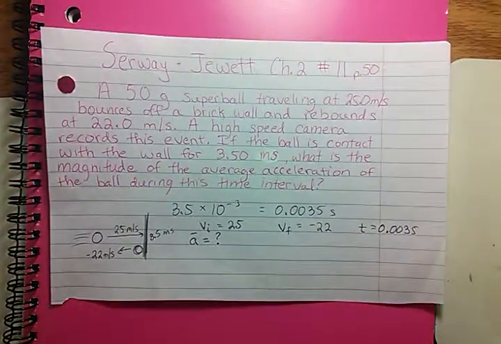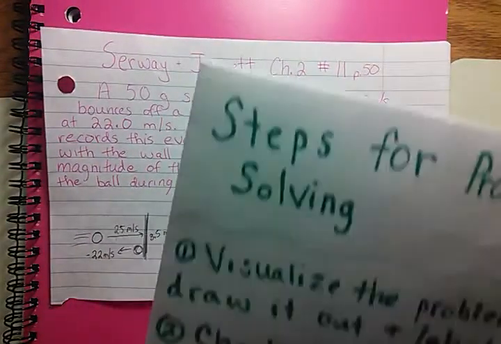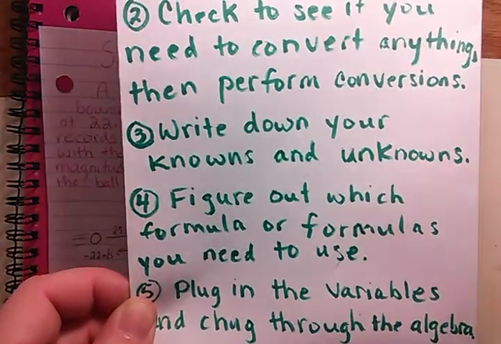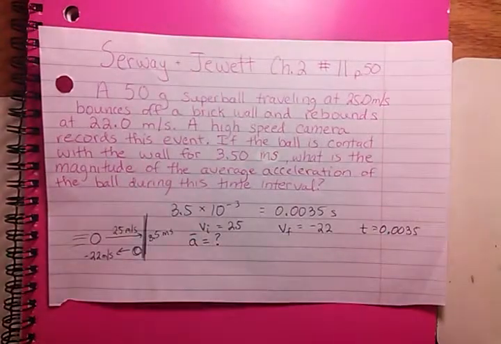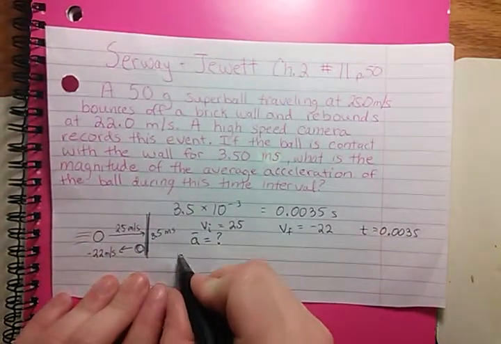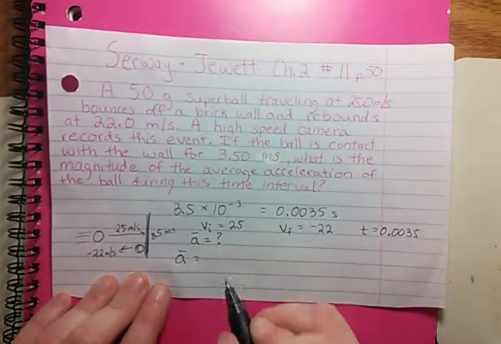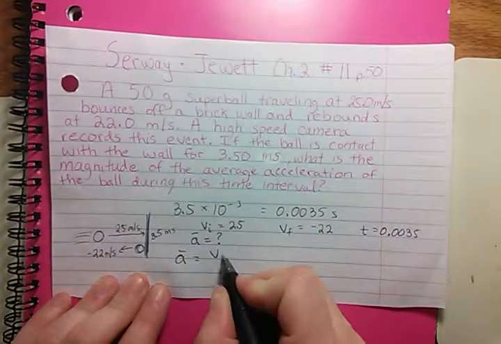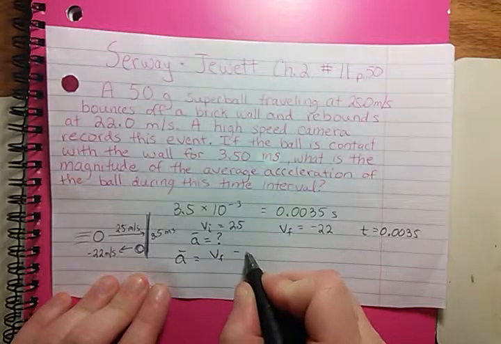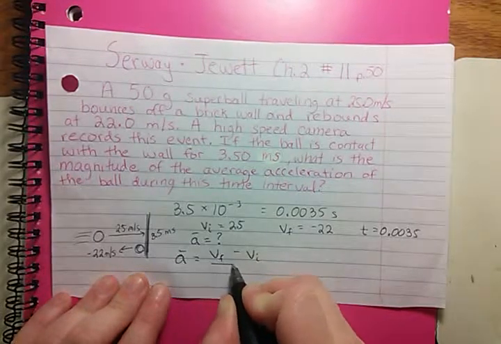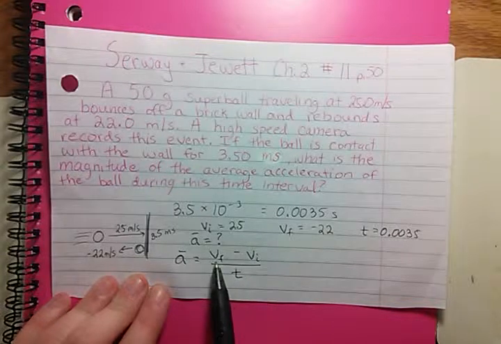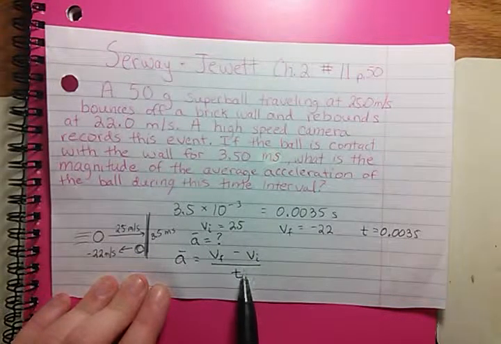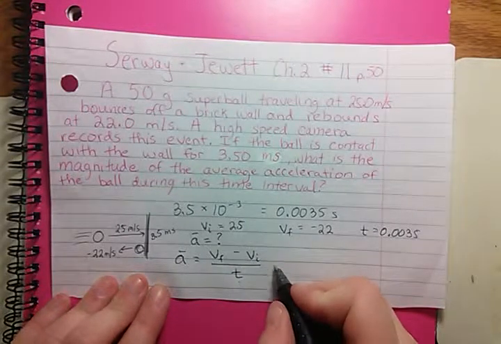The next step is I want to figure out which formula or formulas to use. And it looks like here I can just use the formula for average acceleration, where average acceleration is equal to final velocity minus initial velocity divided by time.